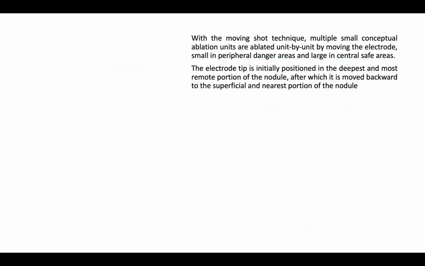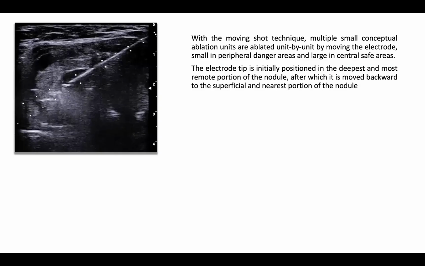As I said, with the moving shot technique, multiple small ablation units are ablated unit by unit, moving the electrode. The electrode tip is initially positioned in the deepest and the most remote portion of the nodule, after which it is moved back to the superficial and nearest portion of the nodule.